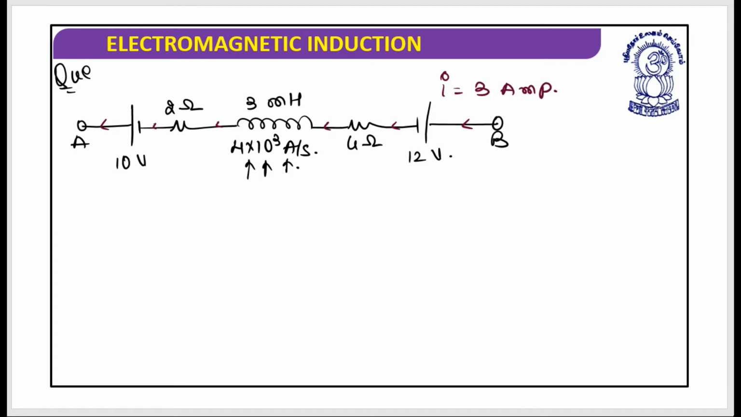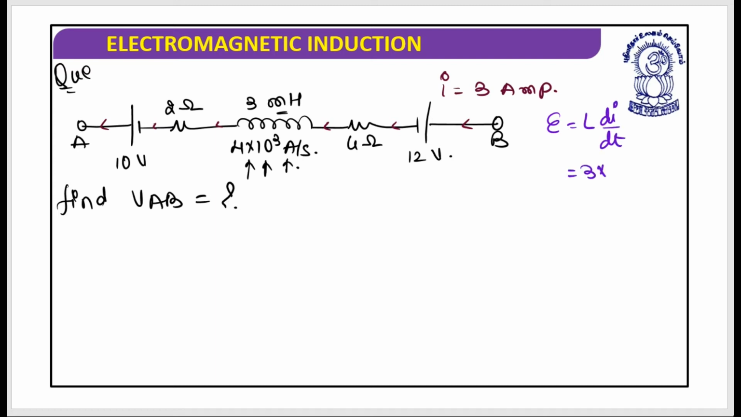What is the question? The question is to find VAB. So what I need to find out is VAB. How will I do this? The first task is to convert this inductance into a battery. How will I do this? Simply write down E equals L di by dt.